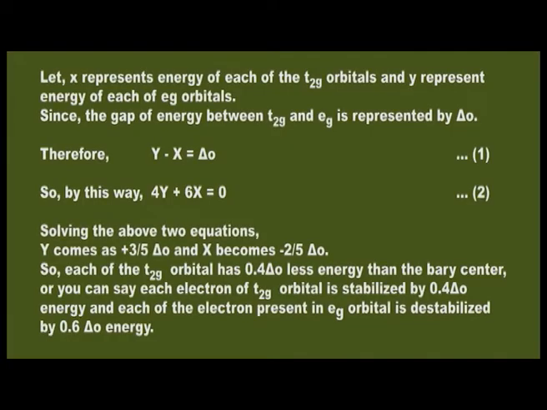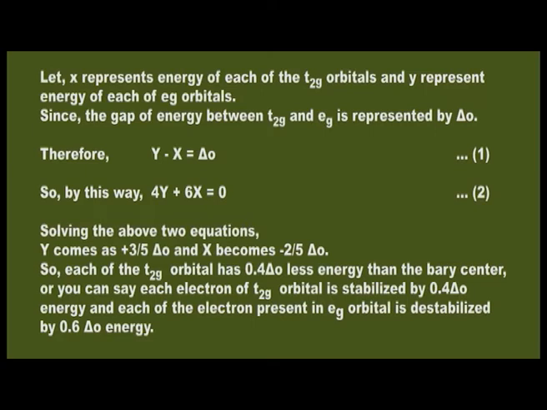These values can easily be determined by following two equations. Let x represent the energy of each of the T2g orbitals and y represent the energy of each of the Eg orbitals. Let the barycenter be our reference point, and therefore x will have a negative value and y is a positive quantity. Since the energy gap between T2g and Eg is delta O, the energy difference between the Eg and T2g levels is equal to delta O. Therefore, y minus x should be equal to delta O. This frames equation 1.